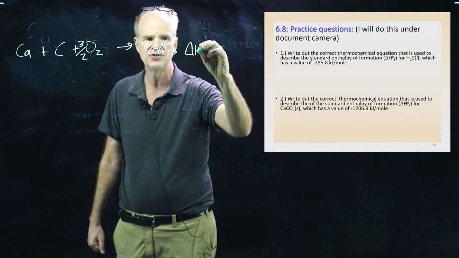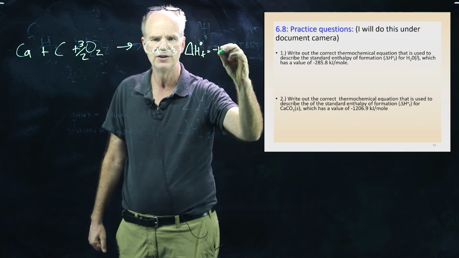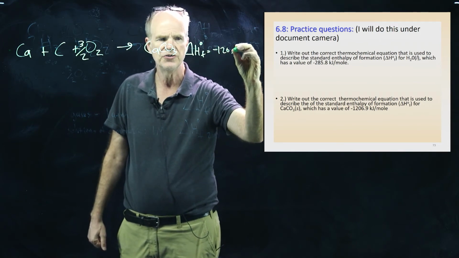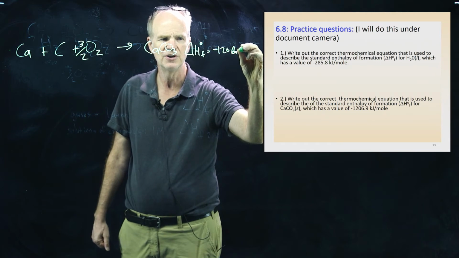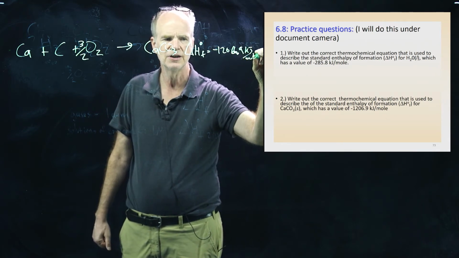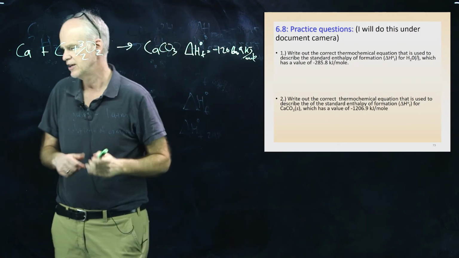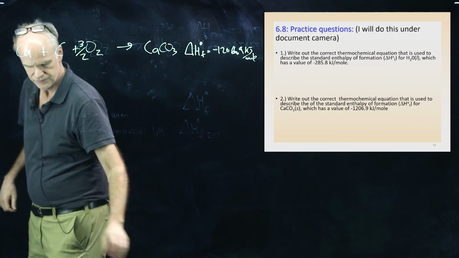So it's delta H degree F, and we have a value there which is negative 1,206.9 kilojoules per mole. Okay, so this is a good thermochemical equation for this, and so this is fine. So we will move on.